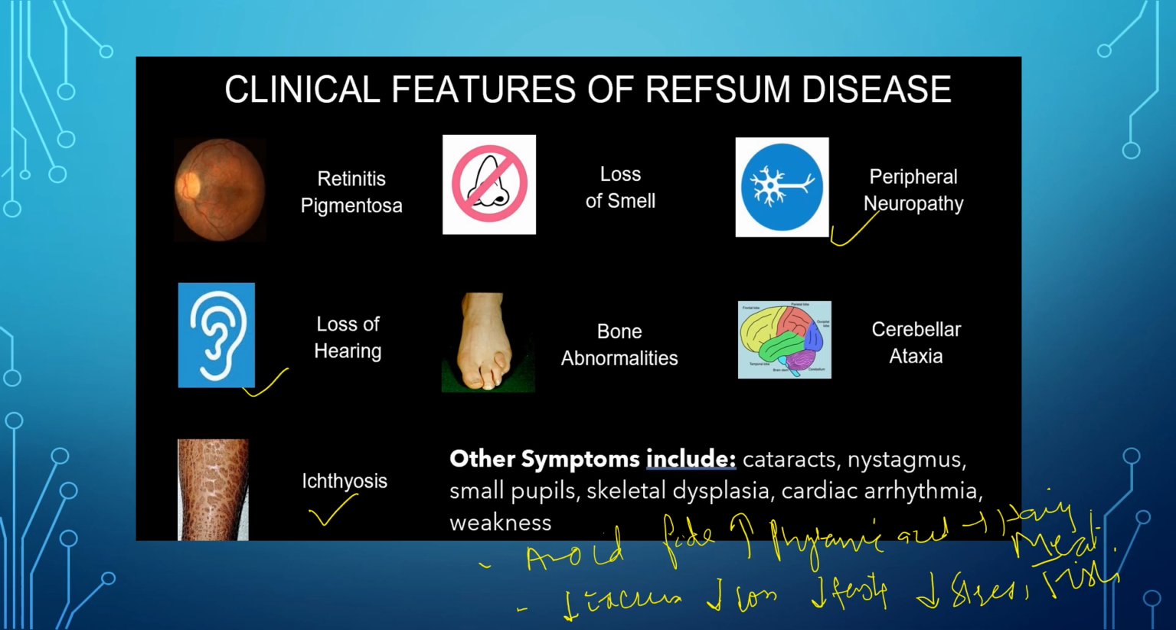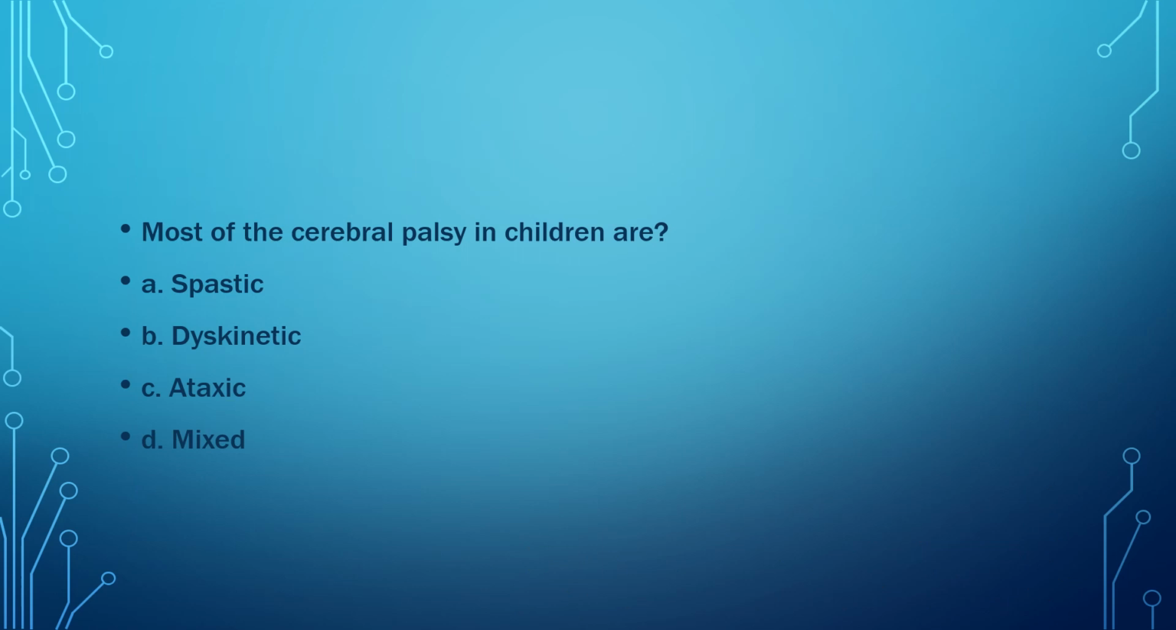Coming on to the next question, which is the most common cerebral palsy in children: spastic, dyskinetic, ataxic, or mixed? Again, we will discuss the answer over here. The answer is spastic cerebral palsy. We will see about all the four types, but let's talk about spastic first.